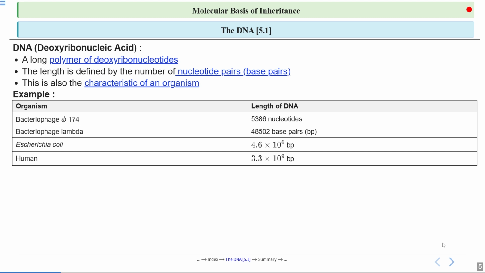Now we will understand each and every component: what is a nucleotide, why this is called deoxyribose. We will understand each and everything, how we calculate the length of a DNA, what is this base pair, how the base pairs complement each other, everything we will learn in today's class. So let's go ahead.